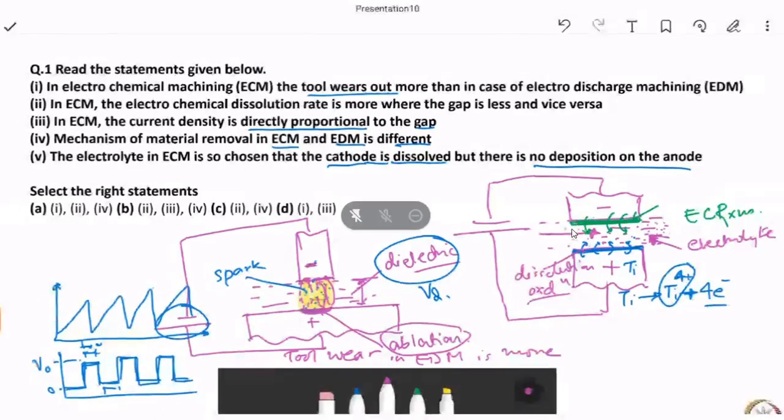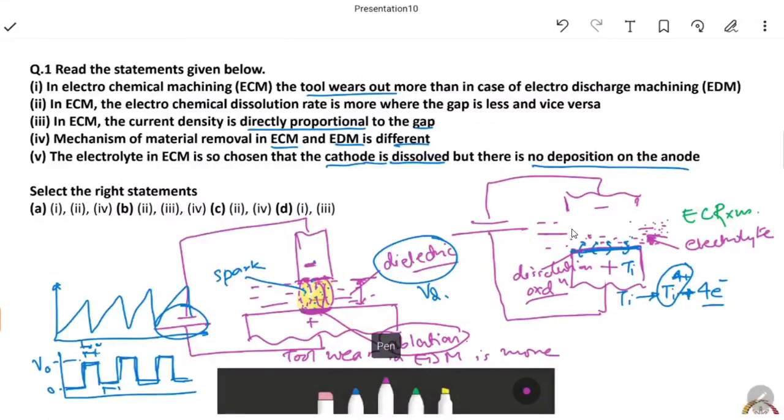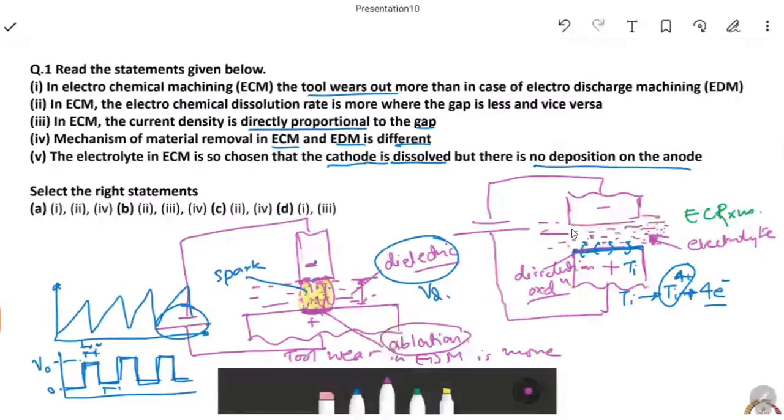Second option: in ECM, the electrochemical dissolution rate is more when the gap is less, and vice versa. Here you can see I'm removing this green layer since there's no electrodeposition happening. Ideally, no electrodeposition is happening. So this is the gap that we're talking about here.